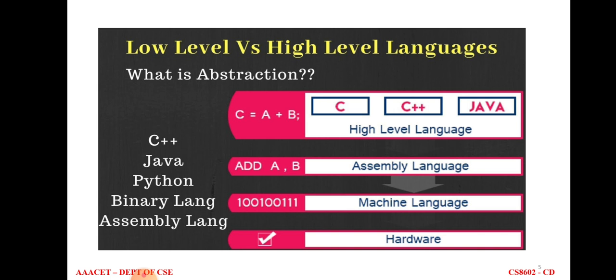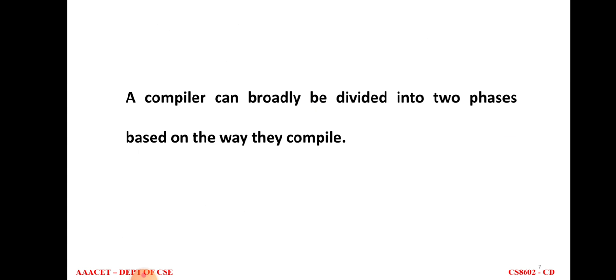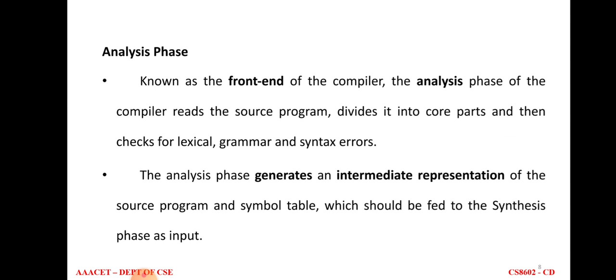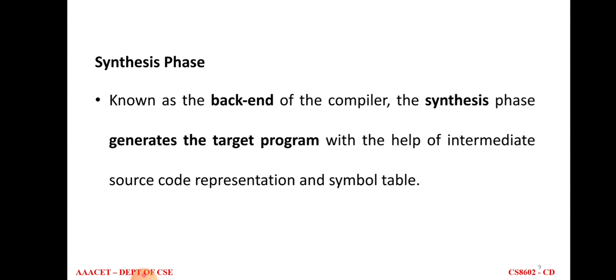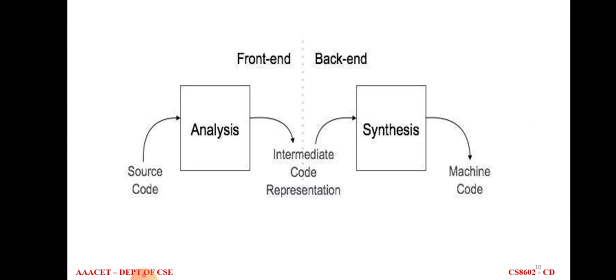So the second part, that is assembly level language into machine level language, is performed by the translator called the assembler. So the first one is the compiler, and the second part is performed by the assembler. The compiler can be divided into two phases or two parts. The first one is the analysis phase and the second one is the synthesis phase. First of all, we will see the diagrammatic form.